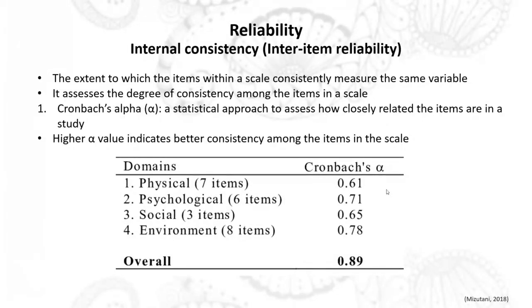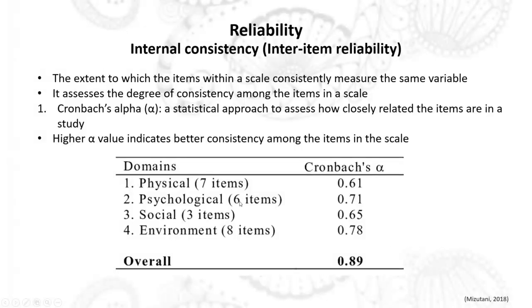It is very common for us to do so because we also want to know whether, for example, the 7 questions within the physical domain are all talking about the physical aspects of quality of life. So apart from the overall alpha, they have another 4 alphas referring to different domains. For the physical domain, 0.61; psychological domain, 0.71; social, 0.65; environment, 0.78.